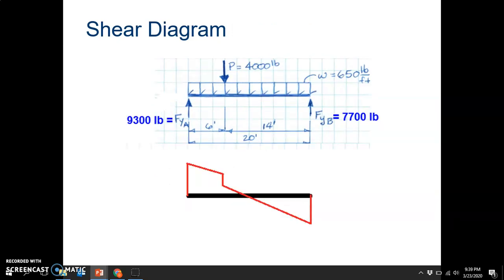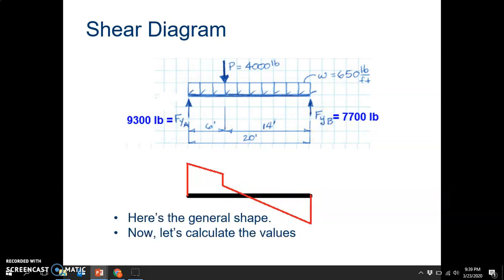So this is the general shape that I would hope you could have envisioned. Again, you're going up, and then you're going down at a constant slope. Right at 6 feet, you're dropping down an amount, then you're continuing at that slope, and then at the end, you will go back up, the reactionary force, back to 0. Now let's add some numbers.